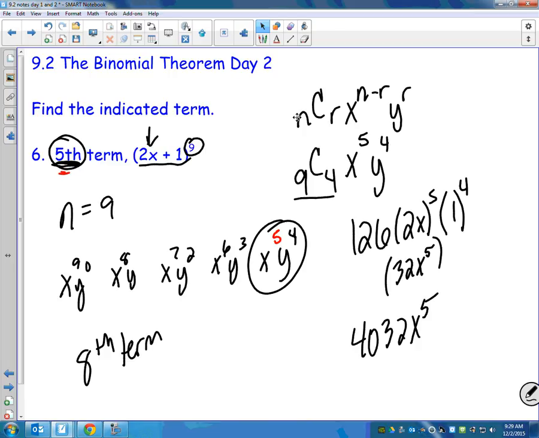If it was the 8th term, think about that. How many terms are in this one? We're doing the 9th power. How do you know what row of Pascal's triangle it is? It's always one more term. So if this is a 9th power, I know there's going to be 10 terms altogether. So if I want to find the 8th term, I know the 10th term is going to be y to the 9. Which means this would be y to the 8, and this would be y to the 7. You know what I'm saying?